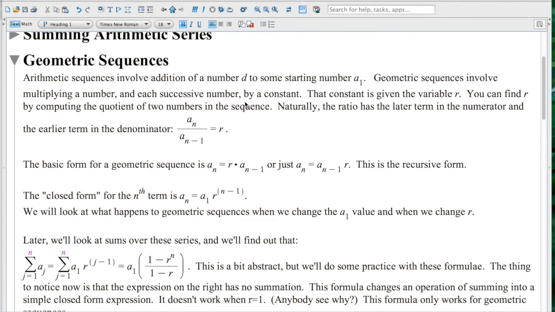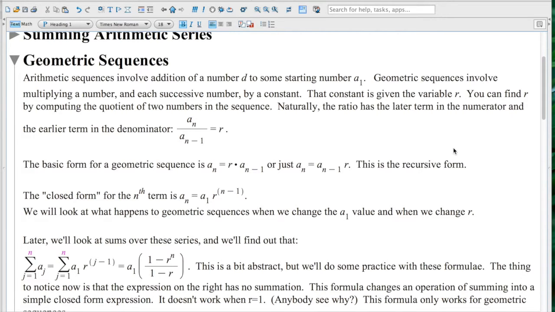Okay, so now we're on to geometric sequences. Geometric sequence is different from an arithmetic sequence. We're not adding a constant number to a prior term. We're multiplying the prior term by a constant. This constant, we give the variable r, lowercase r. You can compute r by taking the quotient of 2 successive numbers in the sequence.